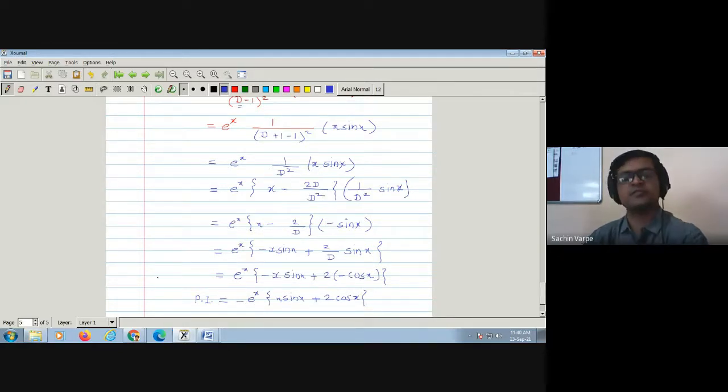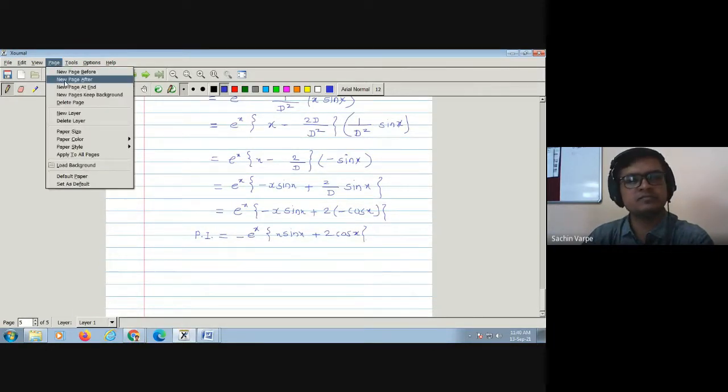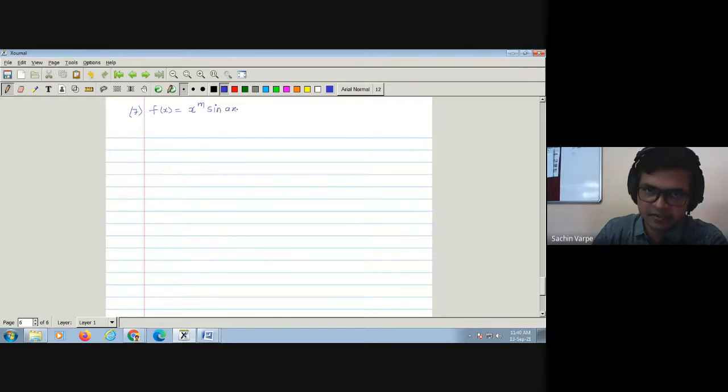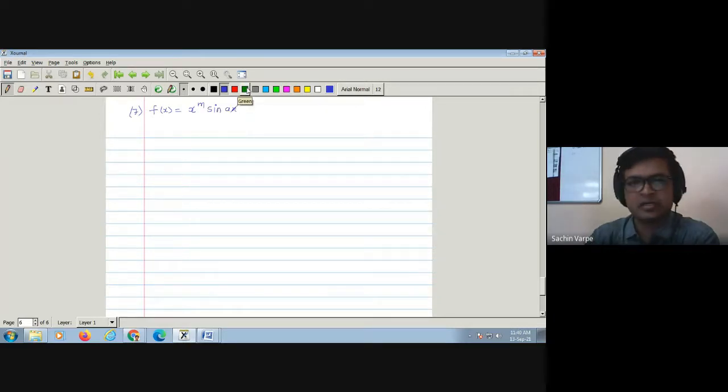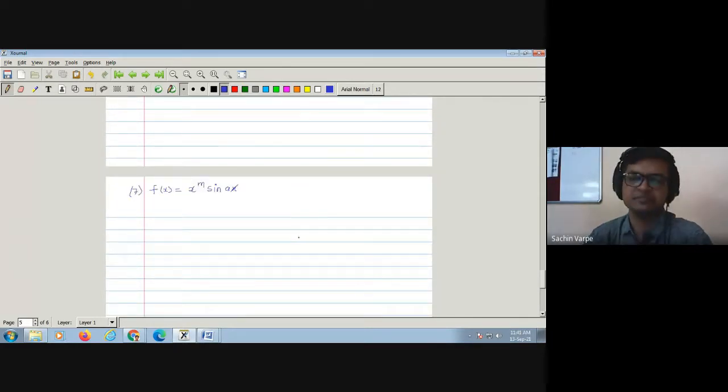Shall we proceed with the next, the last one? The last shortcut case is case 7, I think, right? When f(x) is x raised to m sin ax. Actually, in the last case, case number 6, when the power of x is not 1, and if 1 upon phi of D into v is a case of failure, then we can use case number 7. Okay.